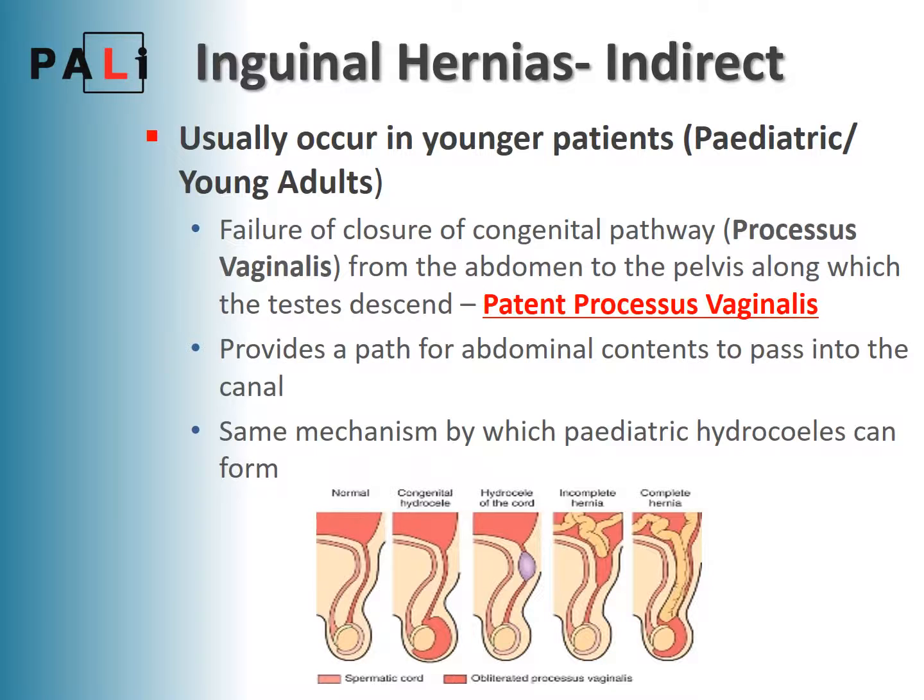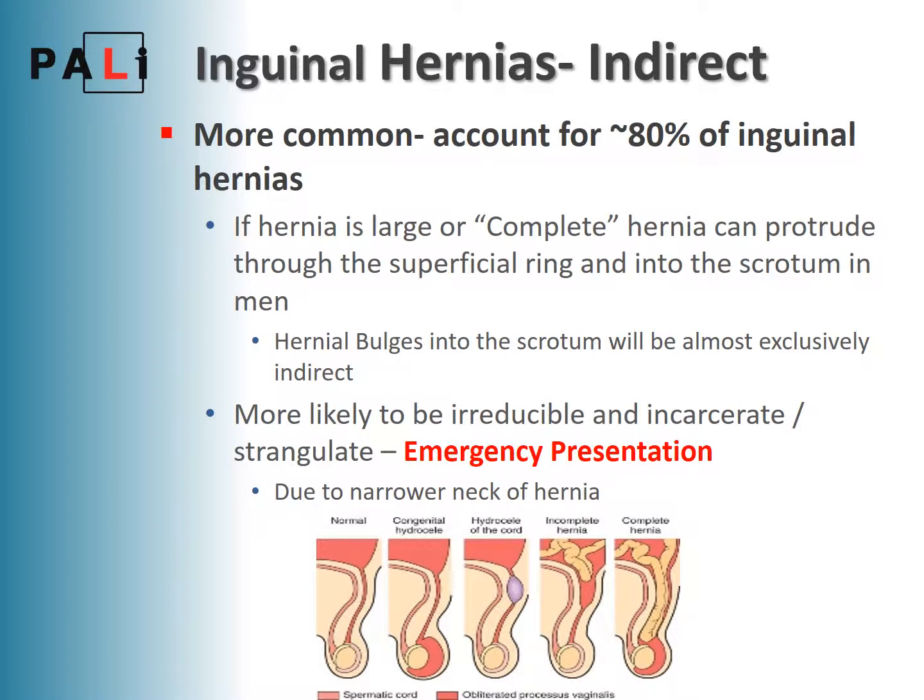The failure of obliteration of this leads to the formation of a patent processus vaginalis. This provides a pathway for abdominal contents to pass into the canal. When fluid passes through a patent processus vaginalis, it can lead to the formation of a pediatric hydrocele. Indirect inguinal hernias are more common and account for about 80% of the total number of inguinal hernias.